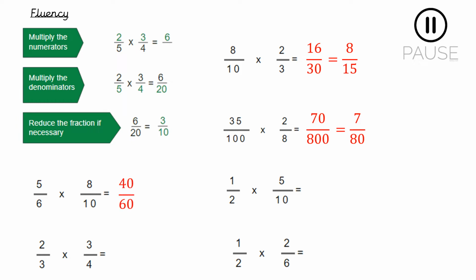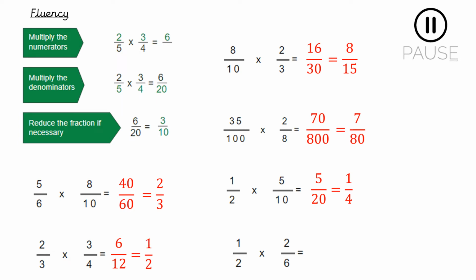Next one, 5 times 8 is 40, and 6 times 10 is 60. We can divide both of those by 20 to make it into 2/3. Next one, 1 times 5 is 5, 2 times 10 is 20, and those can both be divided by 5 to make 1/4. I nearly said 1/5 then. And then 2 times 3 is 6, 3 times 4 is 12, and we should all know that 6/12, you can see straight away that 6 is half of 12, so that is the same as a half.